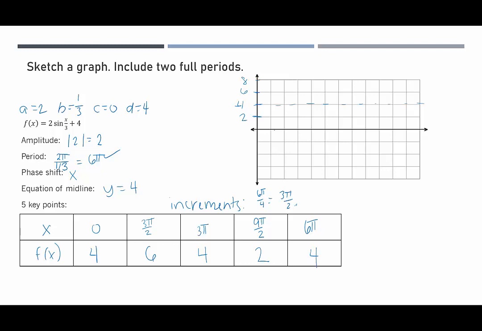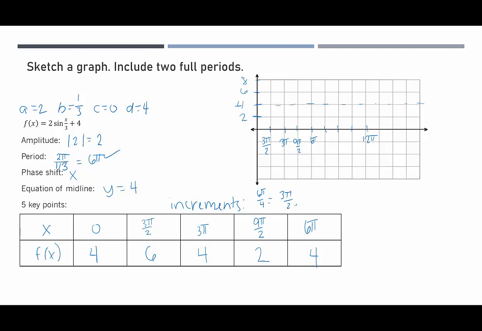All right, I'm going to label my x. We have 3 pi over 2 and 3 pi. Here we have 9 pi over 2. Here we have 6 pi. And I'm going to want another cycle, so I'm just going to add 4 more. And you might know that this should be 12 pi. And if you didn't know that, that's okay too.